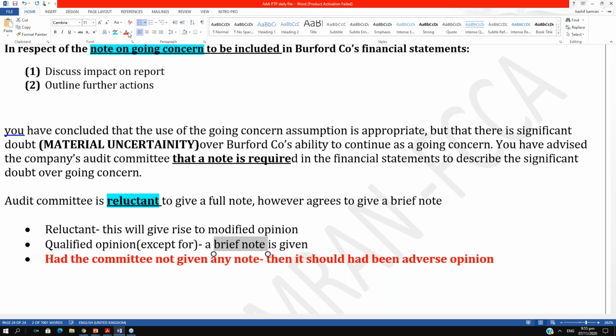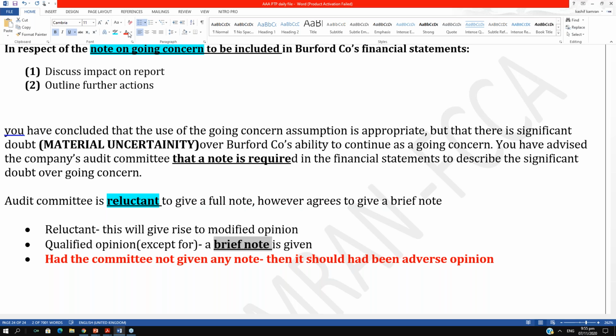So tell me, is a brief note better than a zero note? Will you treat a brief note and a zero note as exactly the same thing in the exam paper? If the management doesn't give a note, that is very severe, that is very significant. But if the management gives a brief note, is there a cooling down effect? Do you understand there is a cooling down effect with a brief note?